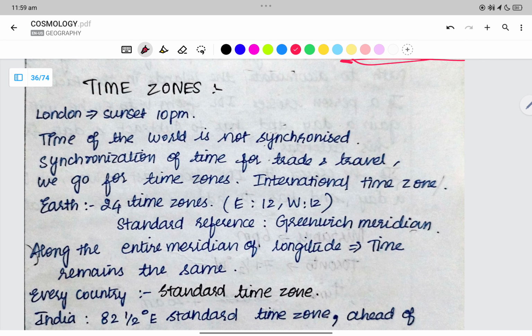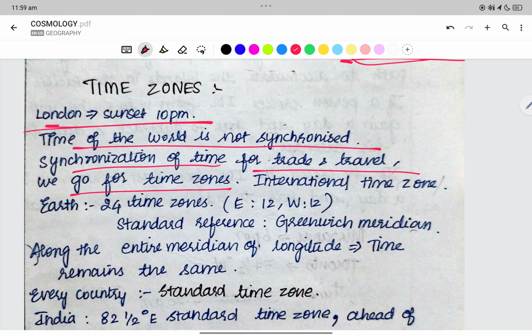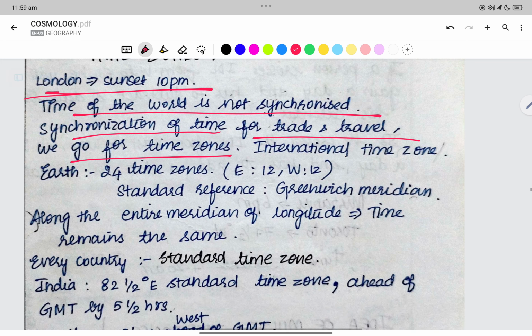Now we have to see the time zones. London sunsets at 10 p.m. The time of the world is not the same, so there is synchronization of the time for trade and travel. We go for different time zones.